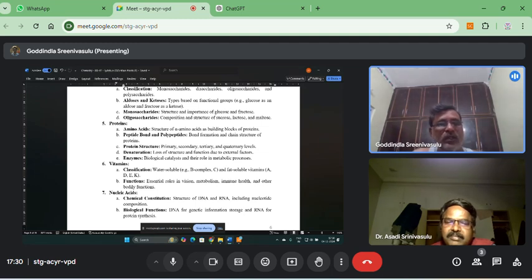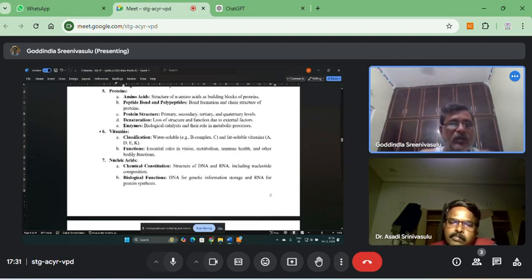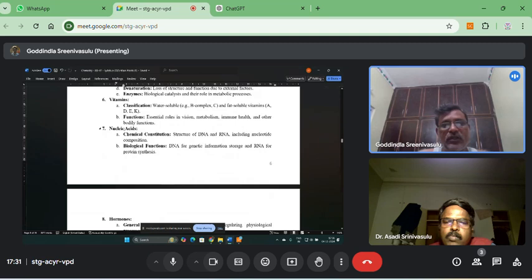Then vitamins, they are classified as water soluble vitamins and fat soluble vitamins. Vitamin B complex and C are water soluble, and vitamins A, D, E, and K are fat soluble. The function of these vitamins is their roles in vision, metabolism, immune health, and other bodily functions. And nucleic acids, their composition is the structure of DNA and RNA, including the nucleotide composition. The biological functions of DNA are genetic information storage, and RNA is for protein synthesis.